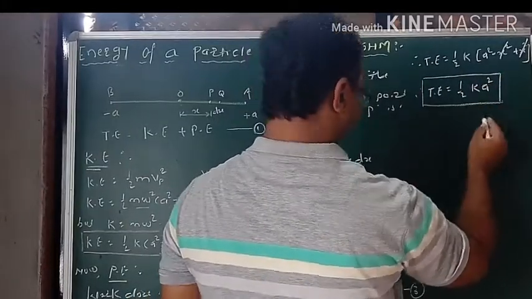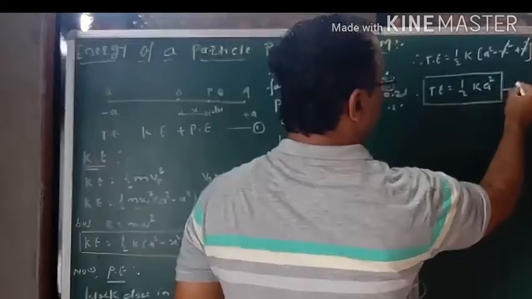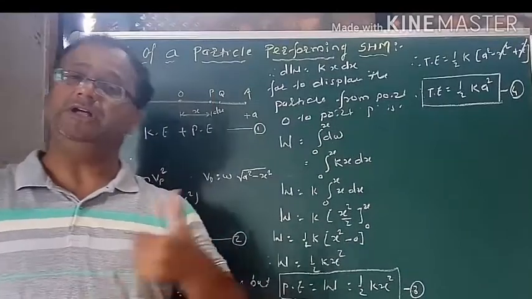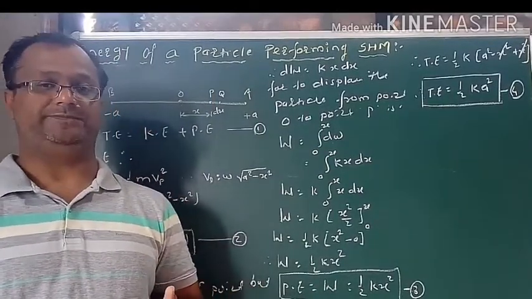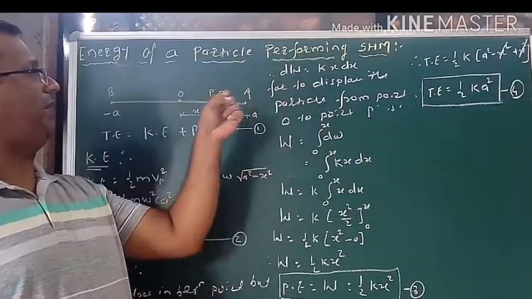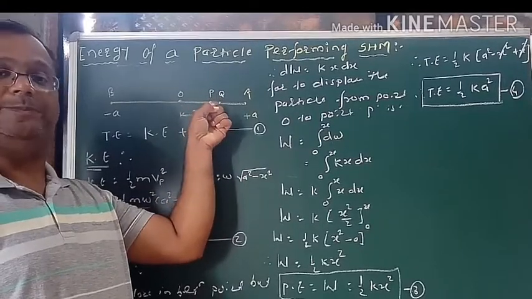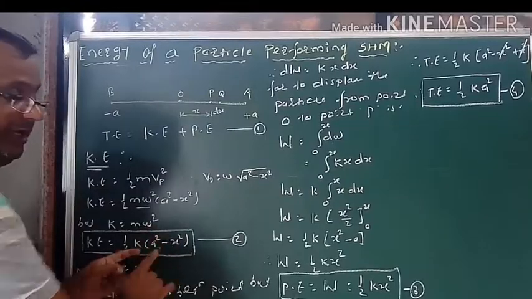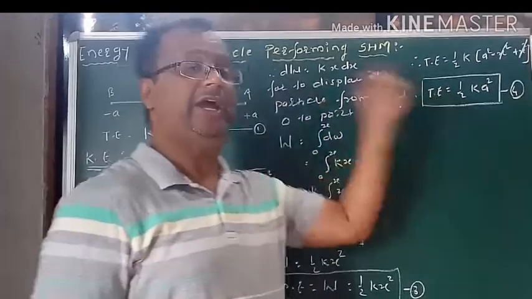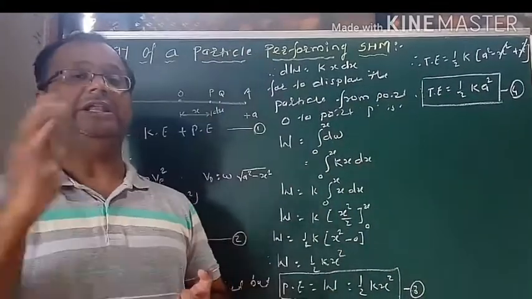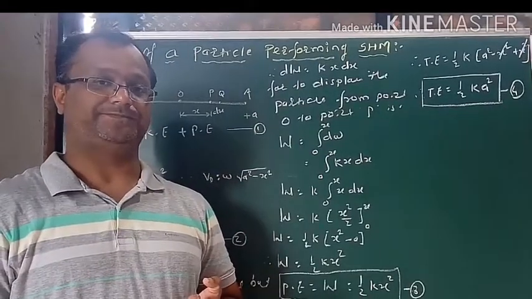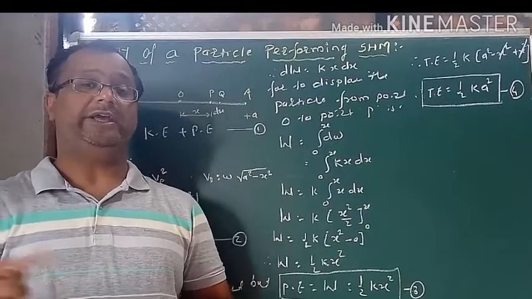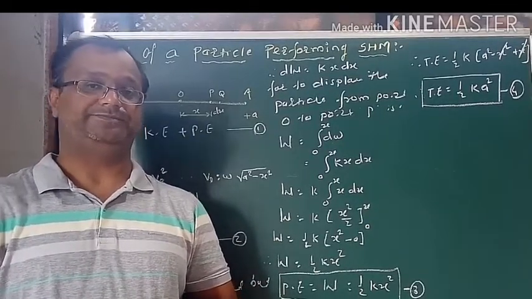And now this is the equation of the total energy of a particle performing simple harmonic motion. So this is about the total energy at point P. This is the general equation of kinetic energy, potential energy and total energy in linear SHM. So this is about the energy of a particle in linear SHM.